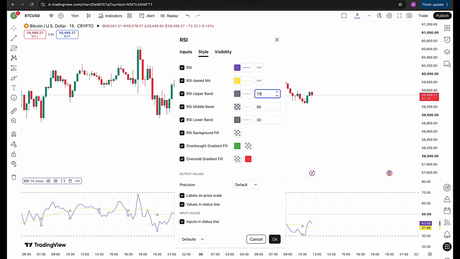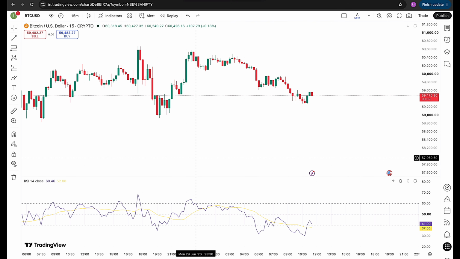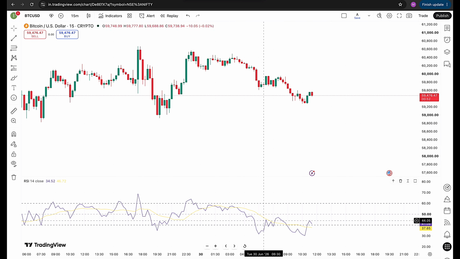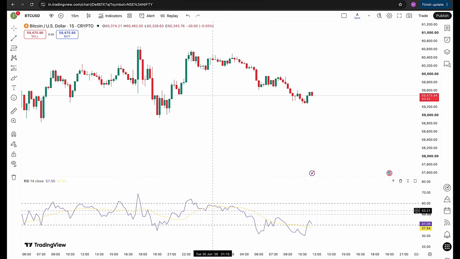Now, if I go into the settings here, what I'll do is set this to 60, and here I'll set this to 40, and 50 will be neutral. So I'll click OK here. Now, whenever it's above 60, there will be bullish momentum. If it's below 40, there will be bearish momentum. And if it's around 50, it will be neutral, or you need to be cautious. These are the three things you need to understand in RSI.